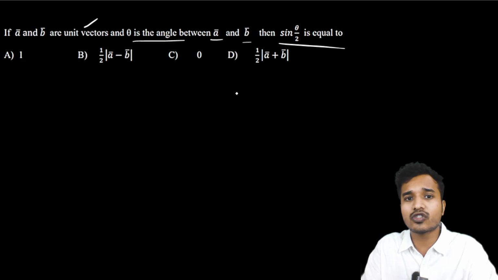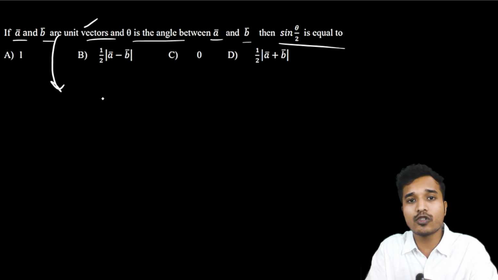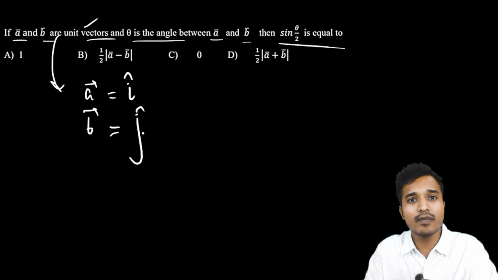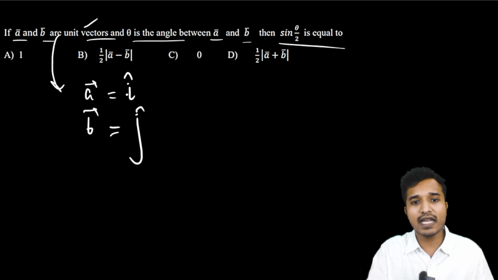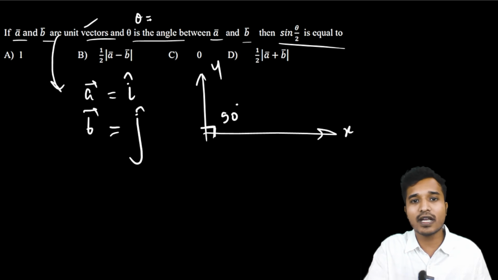So what will be the shorter method? Here A and B are given as unit vectors, so we can simply assume A vector is equal to i cap and B vector is equal to j cap. Now what will be the angle between i cap and j cap? We clearly know the basics. Even in physics we learn that i cap is the unit vector on the x axis and j cap is the unit vector on the y axis. So the angle between them is 90 degrees. So here theta becomes 90 degrees.